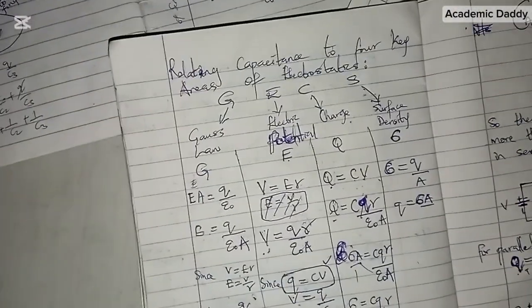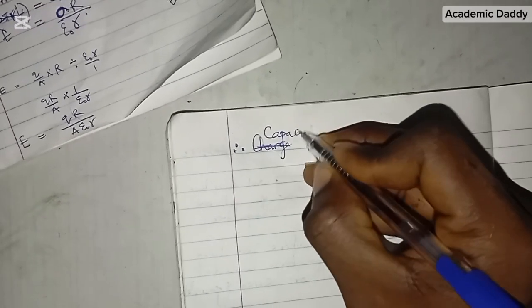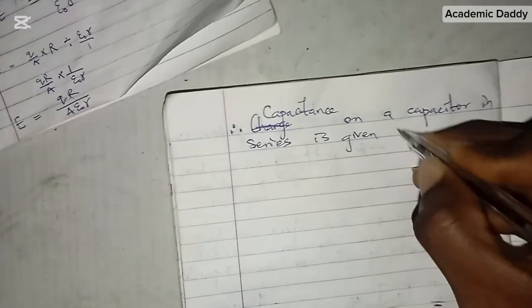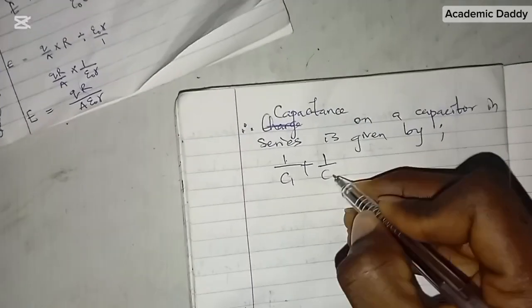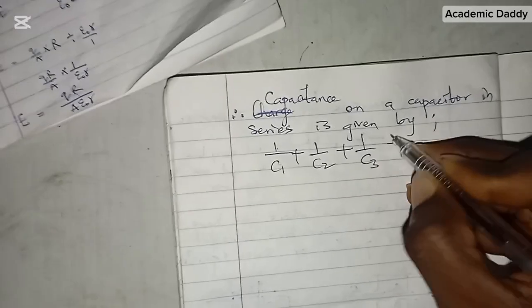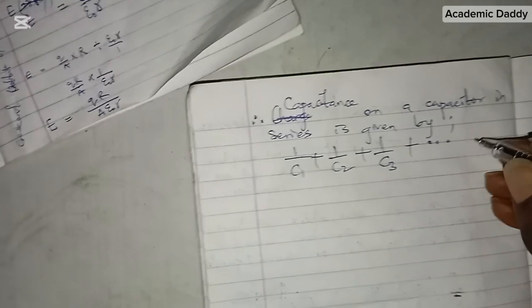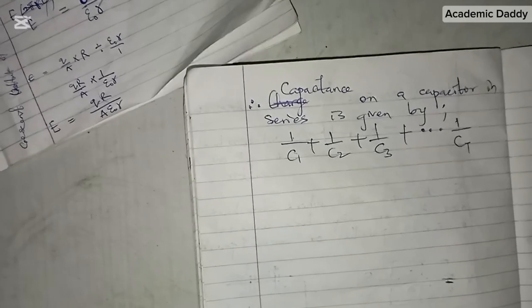Therefore, the capacitance of capacitors in series is given by 1 over C1 plus 1 over C2 plus 1 over C3 plus dots, and so on and so forth, equals 1 over C total. Are you seeing it? Yes.